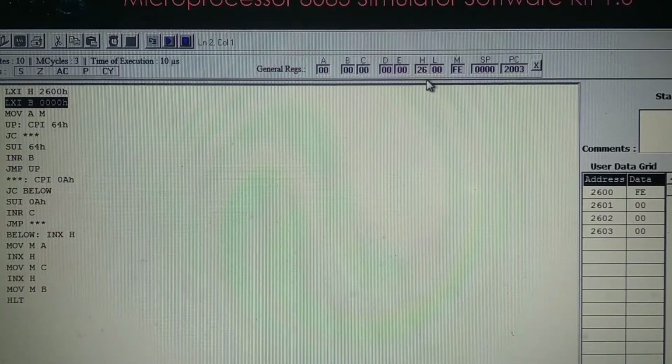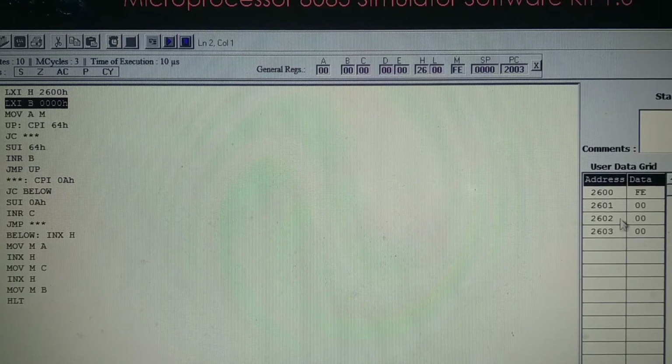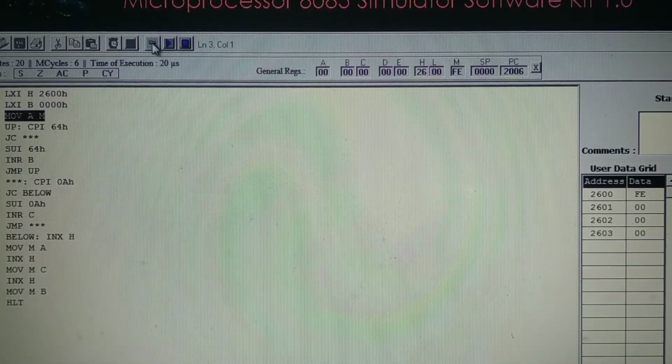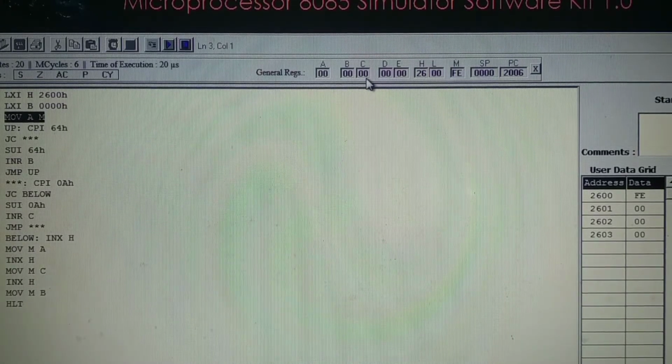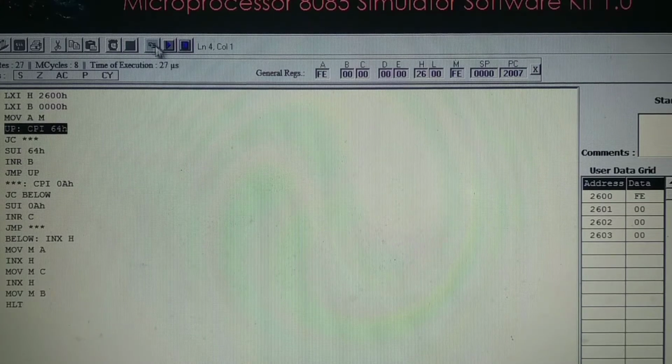LXI H 2600, you will get 2600. At 2600, the number is FE. 2601, 02 and 03, you will get the answer. That number is... register B and C becomes 0000. Number is brought to accumulator. It is compared with 64.